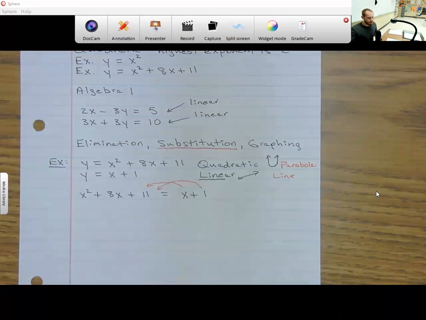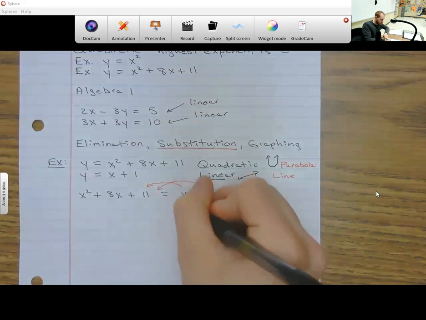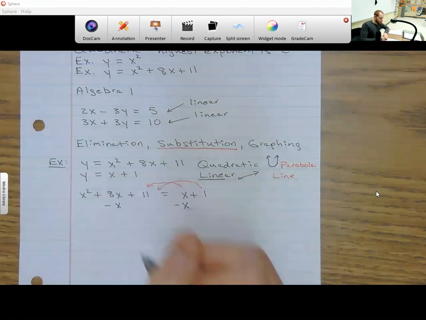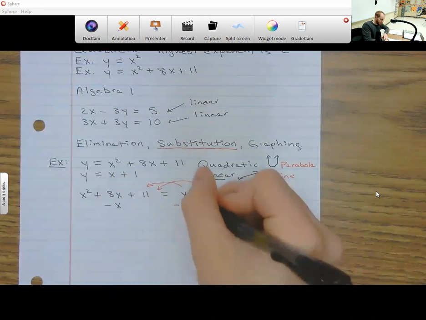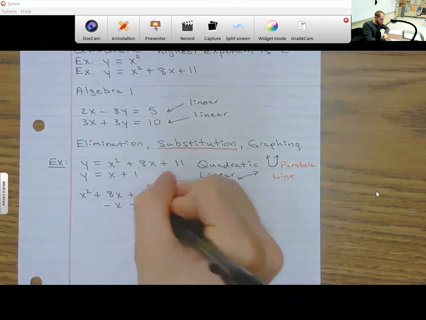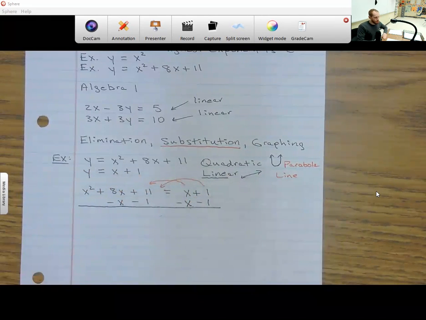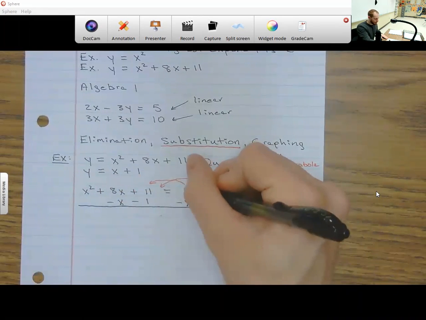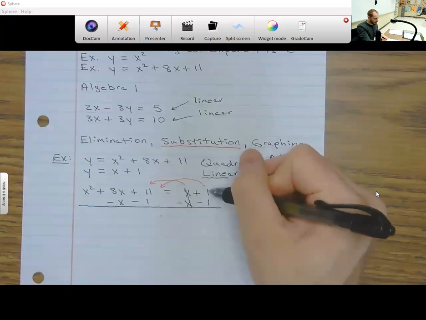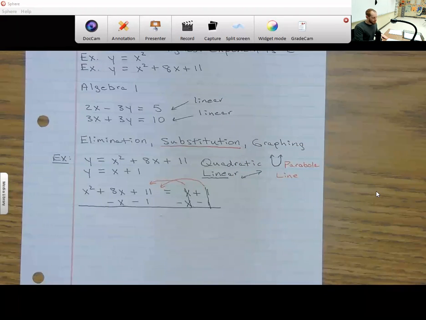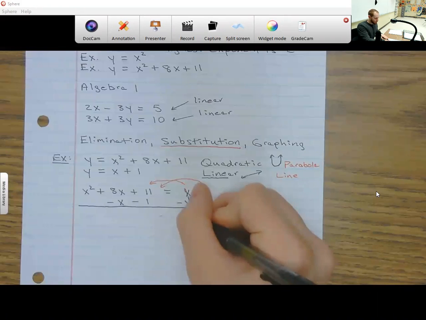Well, I've got to get rid of the x, right? And since it's a positive x, I can subtract it from both sides. Make sure you do it on both sides. So I'm subtracting x. To get rid of the 1, I have to subtract 1 from both sides. So I'm going to subtract 1. Make sure you do that on both sides. That way, the two x's on the right are going to cancel out, and the two 1's on the right side are going to cancel out. So really, the only thing you're going to have left on this side is a 0.